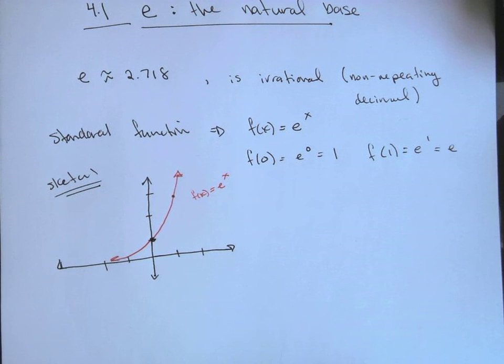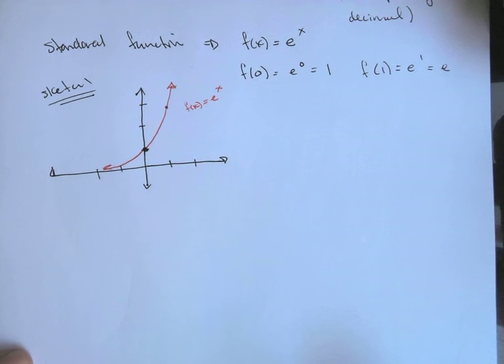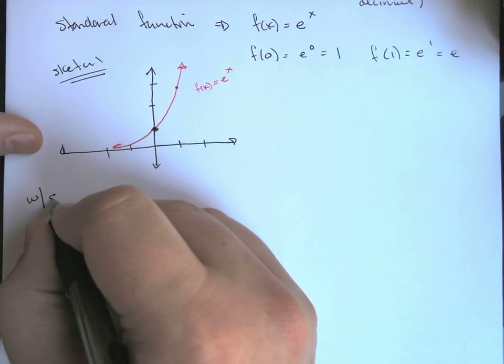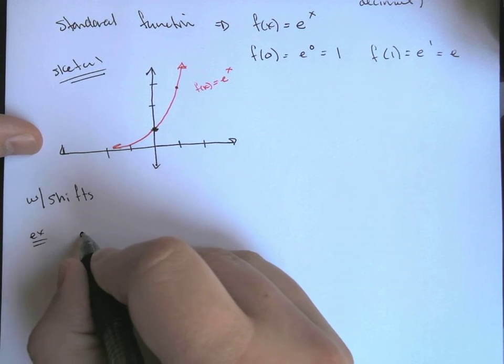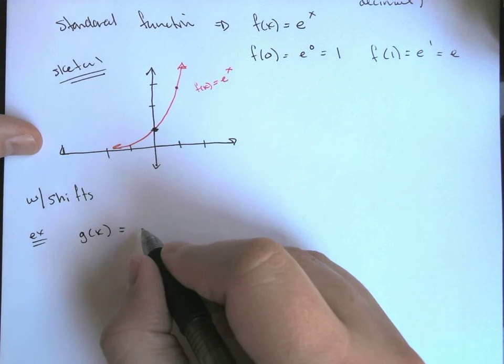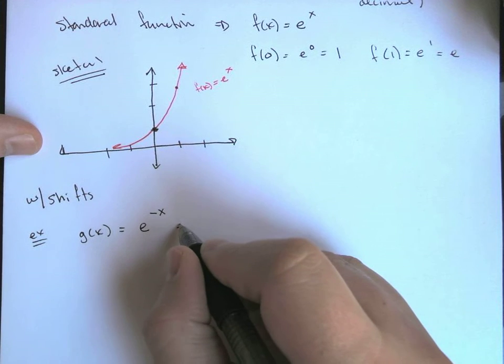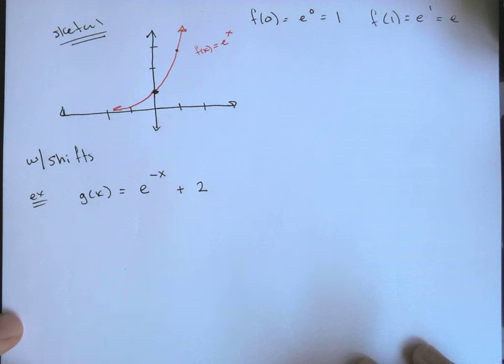If we want, we can do a couple sketches of graphs, including our shifts, just as a quick example and review, tying it all together. So with shifts, maybe we would do g of x equals e to the negative x plus 2, something like that. What is that going to do? Let's see how we can shake this up. So there's our regular e to the x above it.